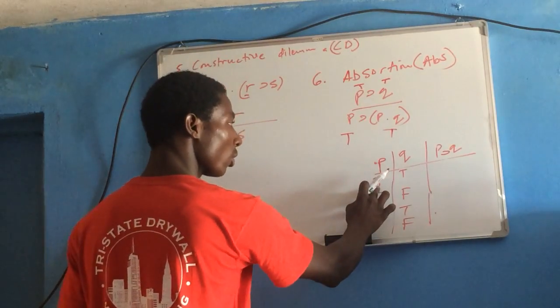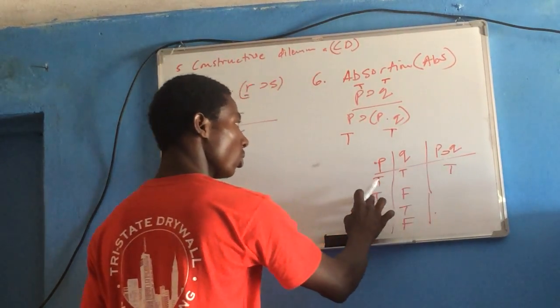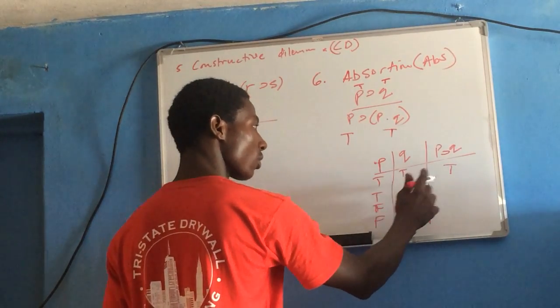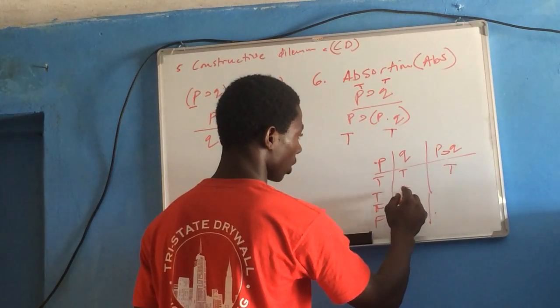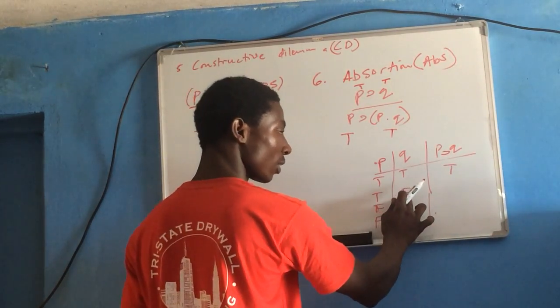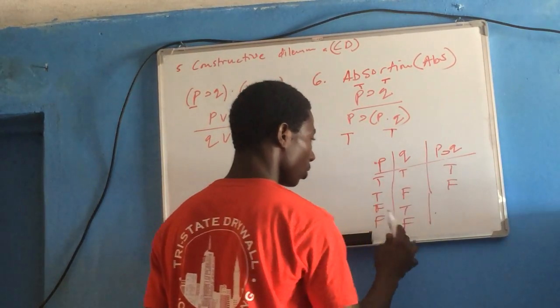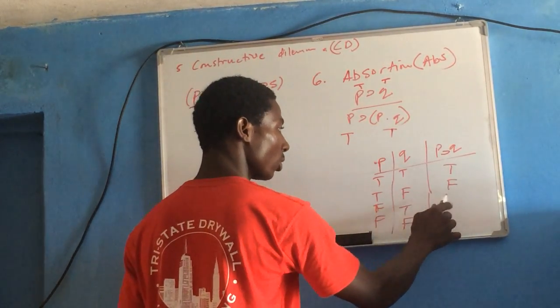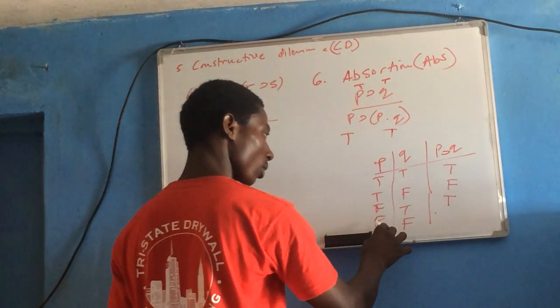Now, true implies true is true. True implies false is false. If you say true implies false, it is false.